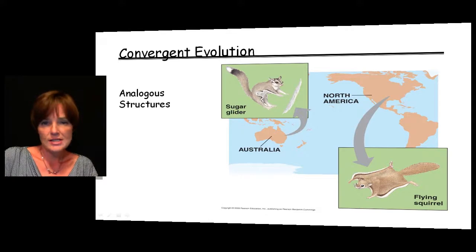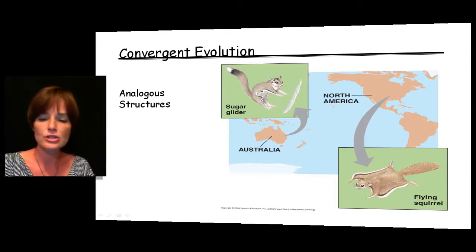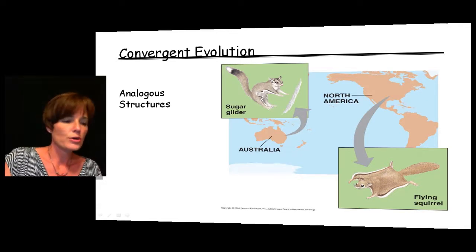If we switch pace a little bit and we talk about analogous structures, these are not evidence of evolution. So these analogous structures are basically just coincidental. So you can think of these as coincidence.